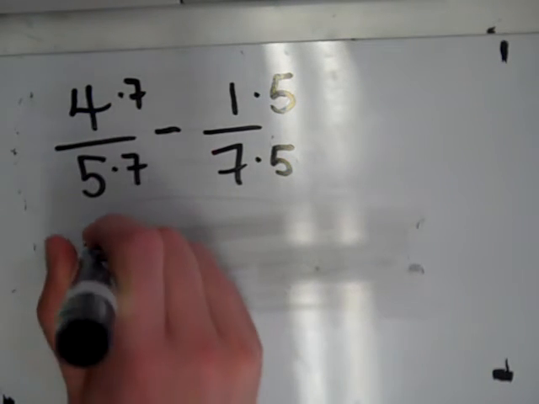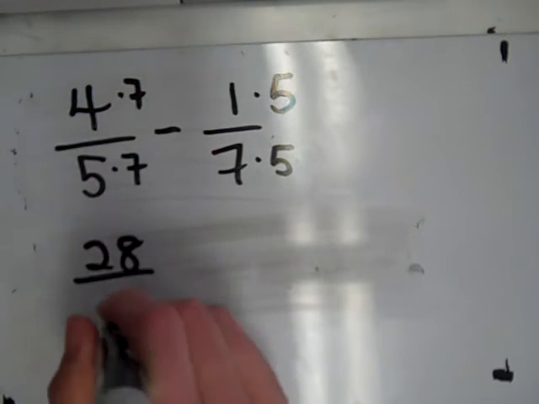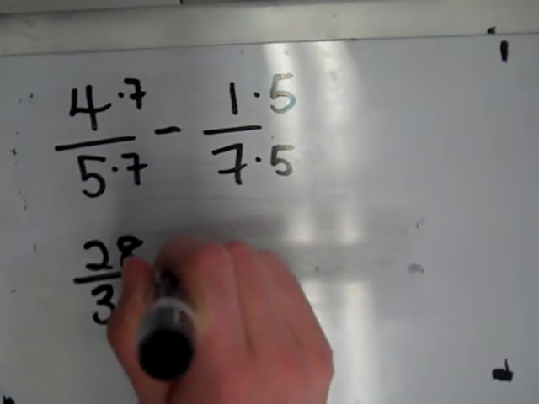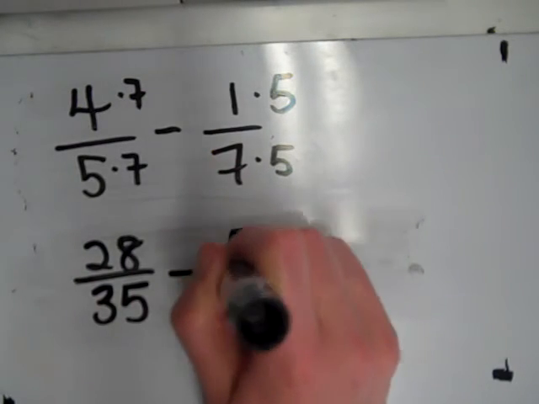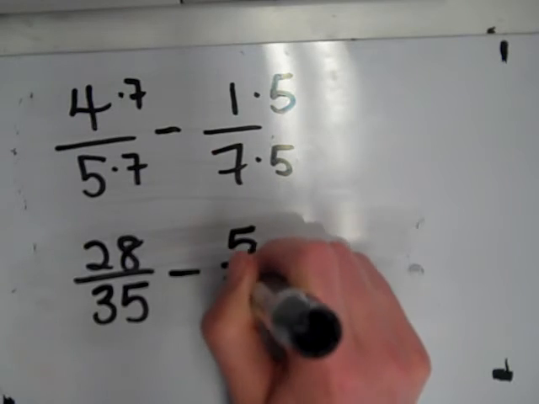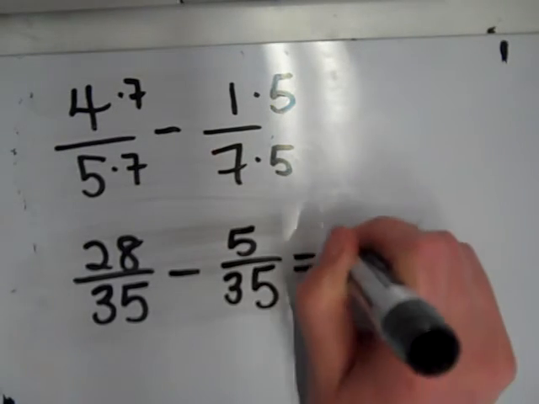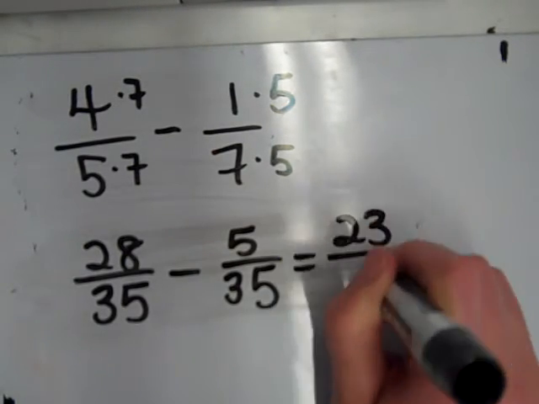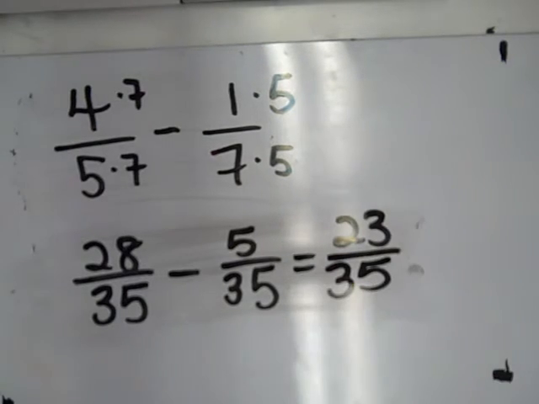4 times 7 is 28. 5 times 7 is 35. 5 times 1 is 5, 7 times 5 is 35. When I do my subtraction, I get 23 over 35.